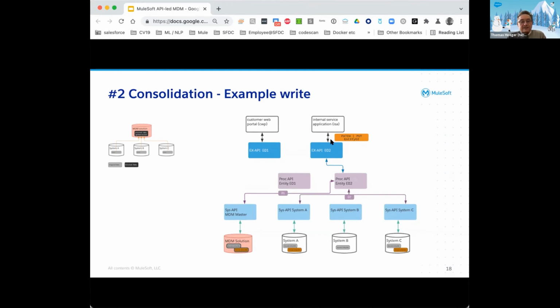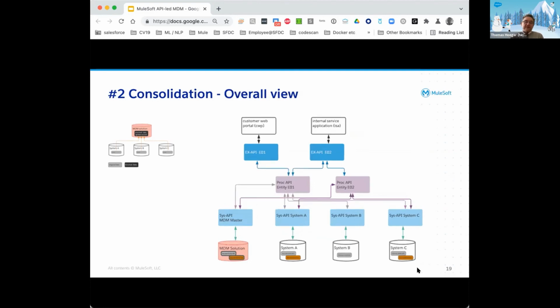What about writing? If you write data, there is one approach which I have drawn here: the process API first talks to the MDM system and updates the data, and then the MDM system goes back to the process API and asks it to write the data to the relevant systems. That means the process API is the key communication part in managing read and write operations between the external applications consuming the data and the systems here. Overall, we have a very similar communication flow, so the errors are very much the same, but the key here is the description of how the communication flows in between. We still have all these communications. So this was for the consolidation view.